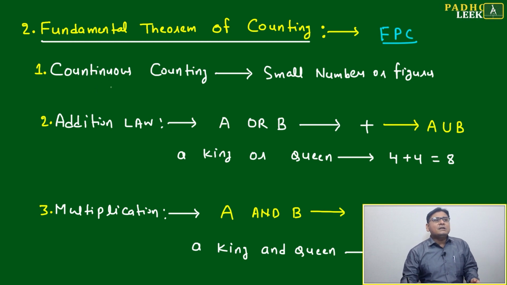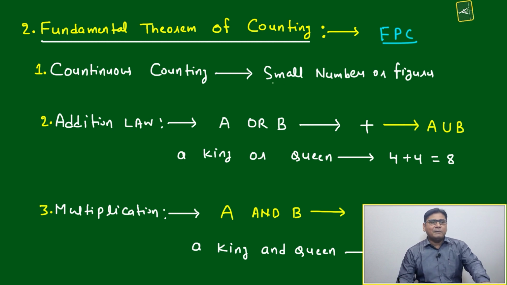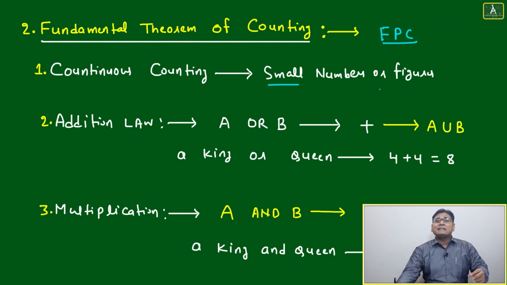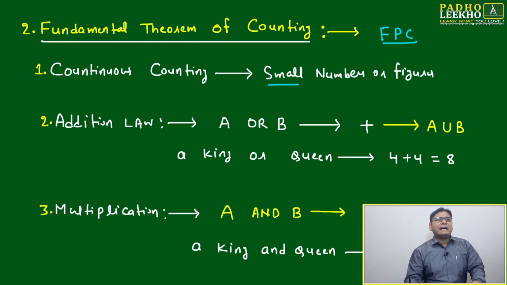Based on that, you can divide counting into three major categories. One is continuous counting, what we are habituated to, like 1 2 3 4, just continue. We generally do it manually, but it is suitable only for small numbers or figures. But if large numbers are there with certain conditions, then continuous or manual counting is not suitable. Then where will we go? Second is the addition law.